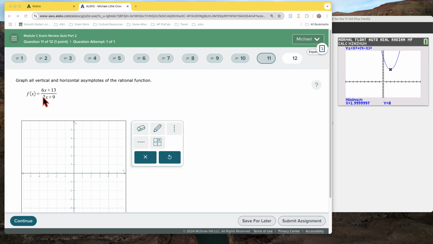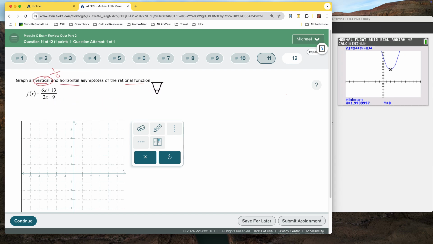Almost there. This one we're given a rational function, right? And we're asked to find the asymptotes, both the vertical and the horizontal. So vertical asymptotes, excuse me, start with that. Vertical asymptotes happen when the denominator equals 0.